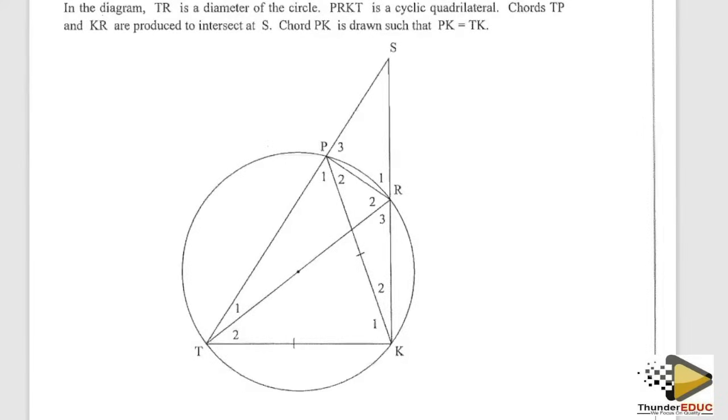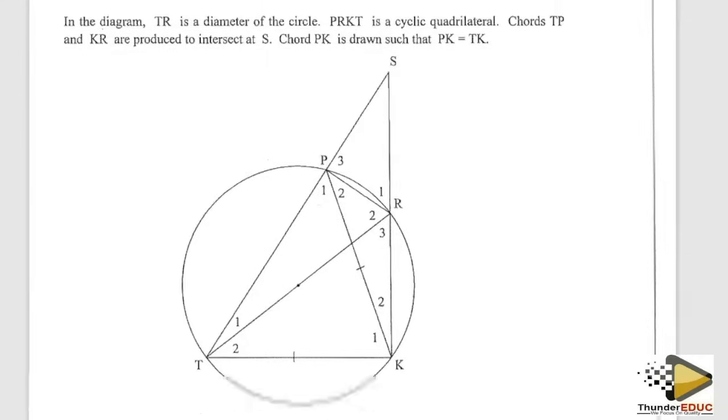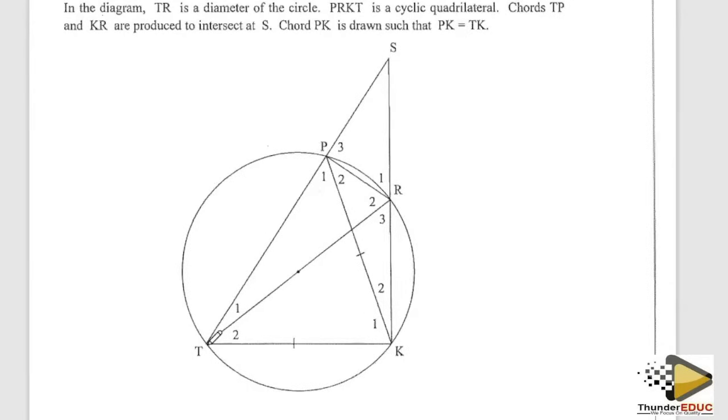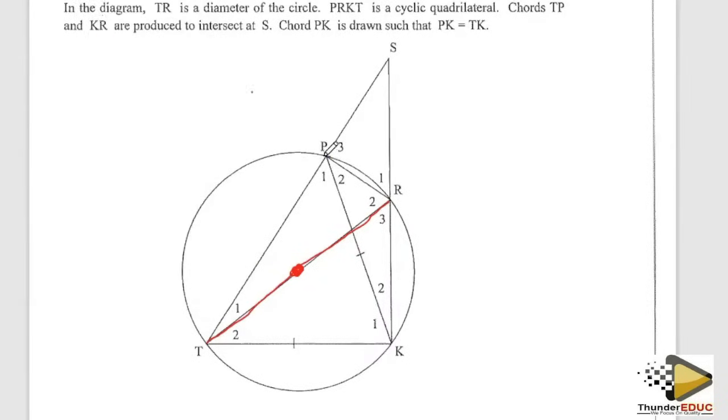Then question number 10. They're telling us that in the diagram, TR is a diameter. It's here. This is a diameter, and K is the center. And then PRKT is a cyclic quadrilateral. Let me just highlight that. It's the cyclic quadrilateral for us.